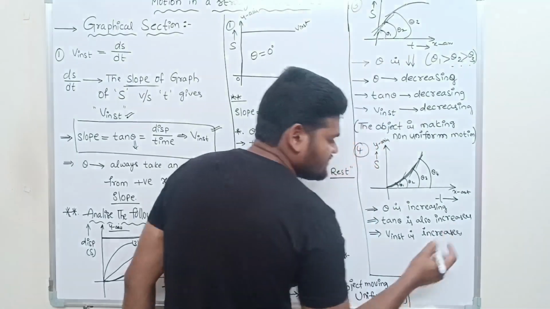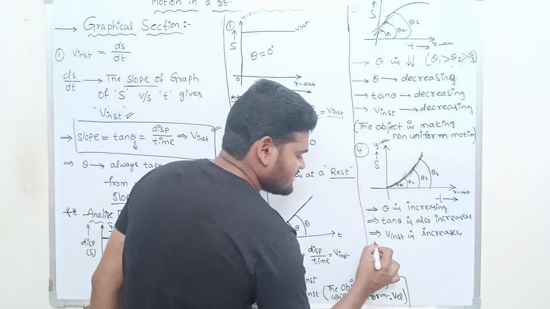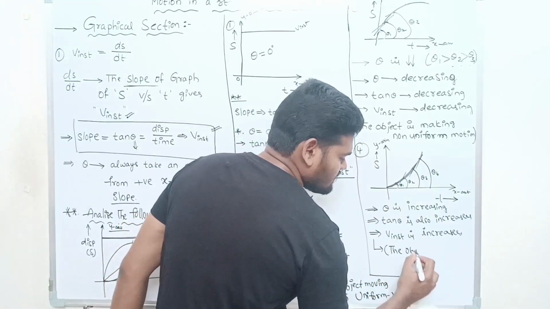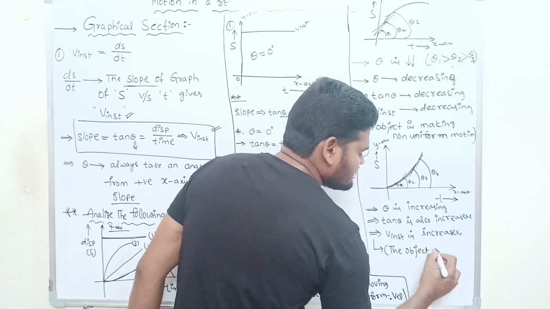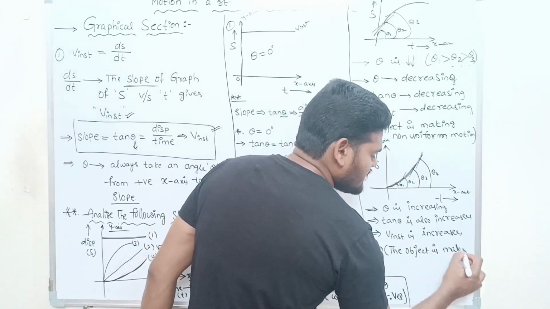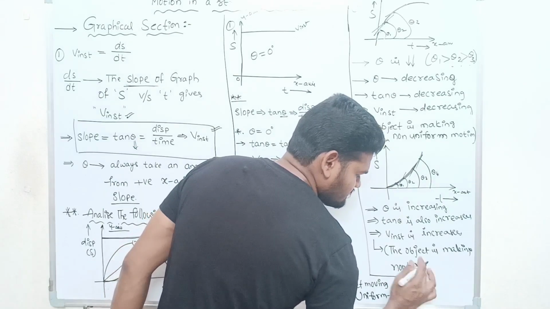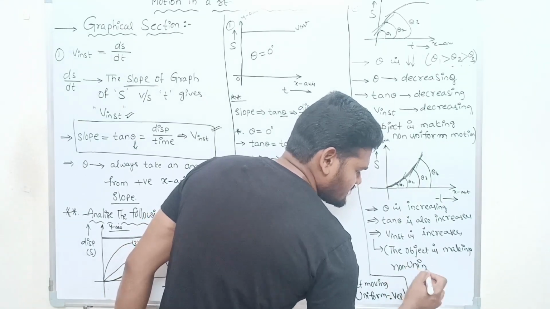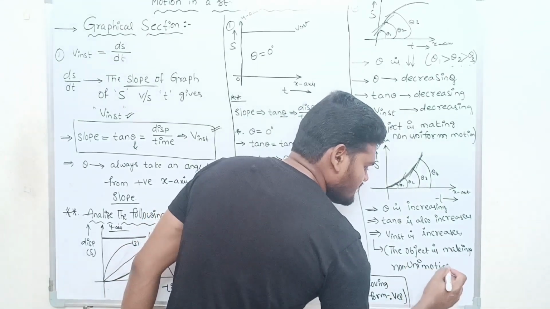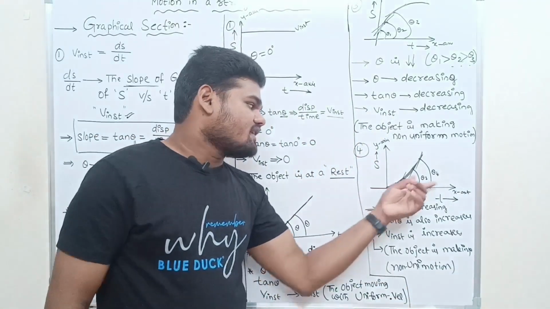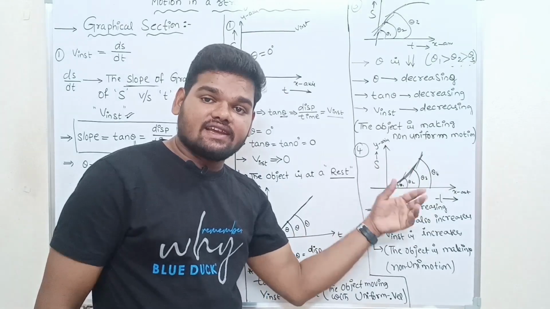If the velocity of the object increases, then we can say that the object is making uniform or non-uniform motion? Non-uniform motion. The object is making non-uniform motion. Are you getting? So it is clear from the slope. It is clear from the graph.